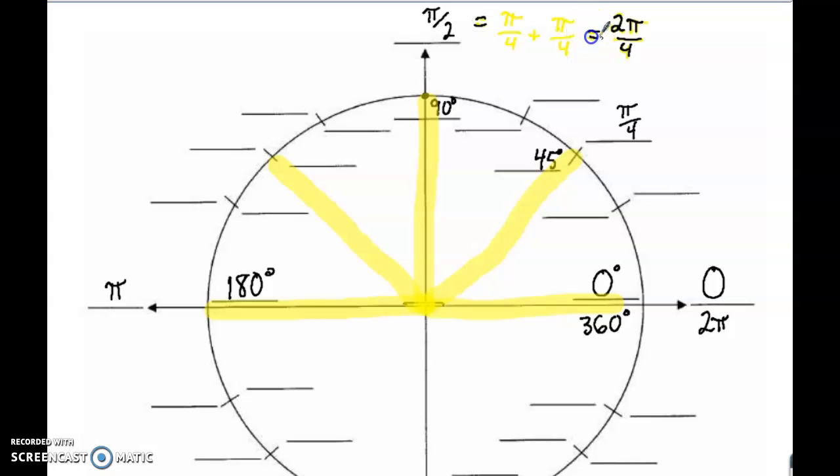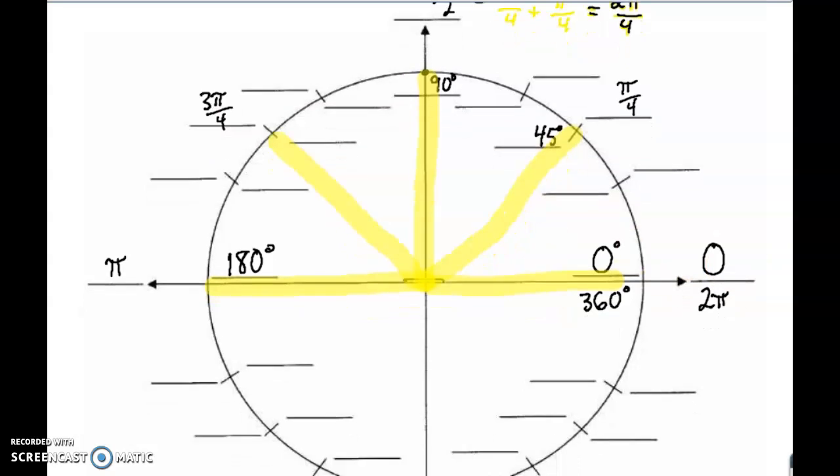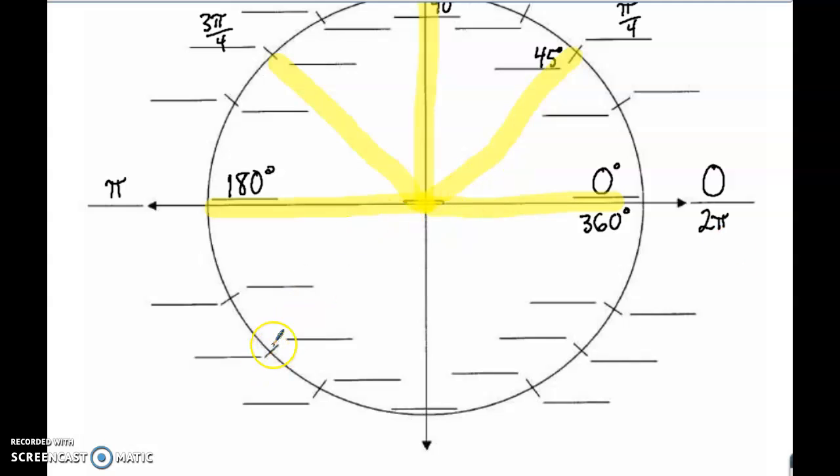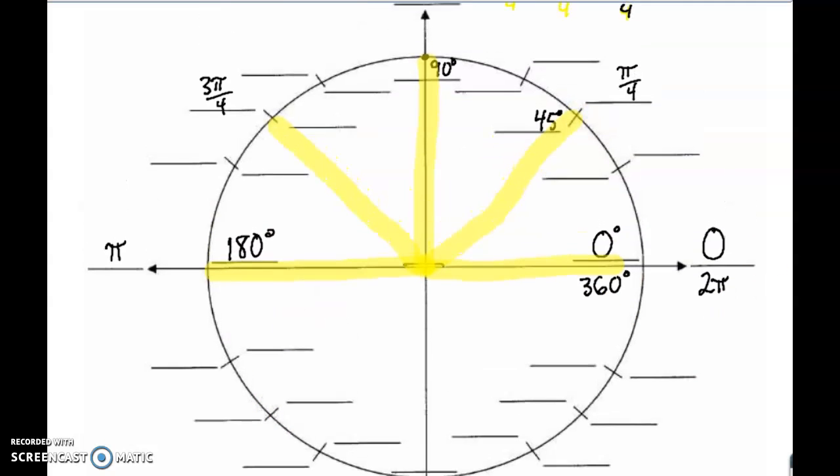But anyway, which makes sense then, if you have 3 of those pieces, then you'd be at 3 pi over 4 over here. And then continuing that trend on, which I guess I should also assume that you would recognize that that's 135 degrees. Continuing that into the third quadrant would be at 225 degrees, or 5 pi over 4 radians.